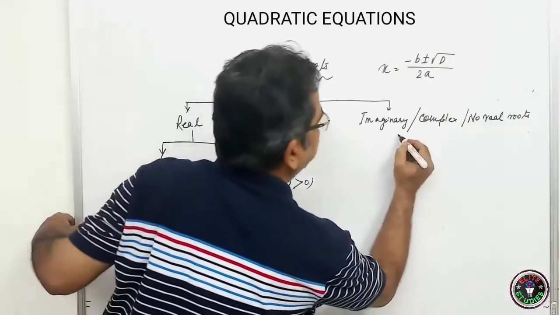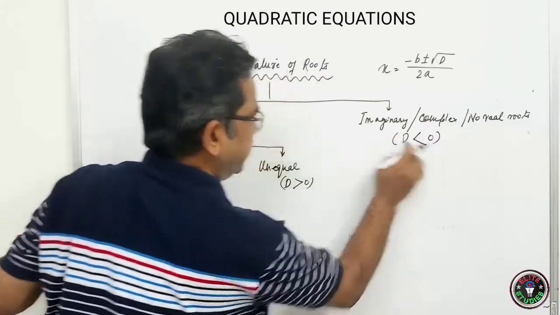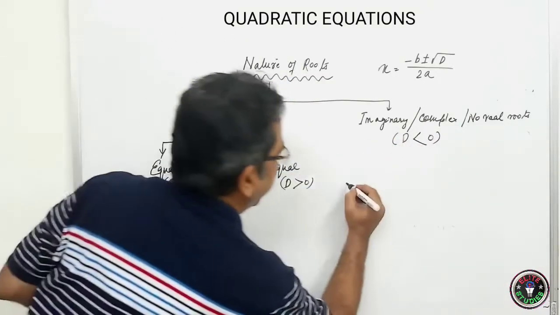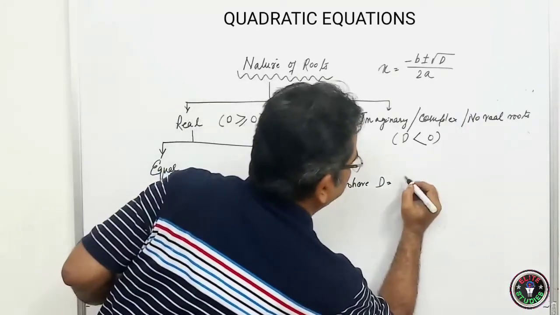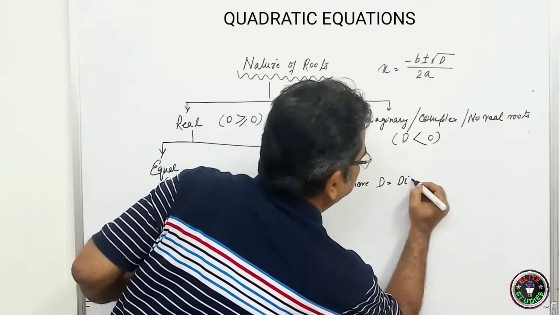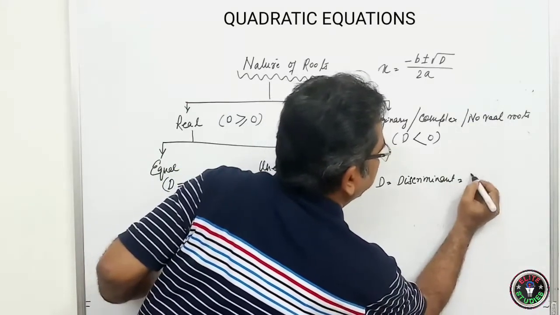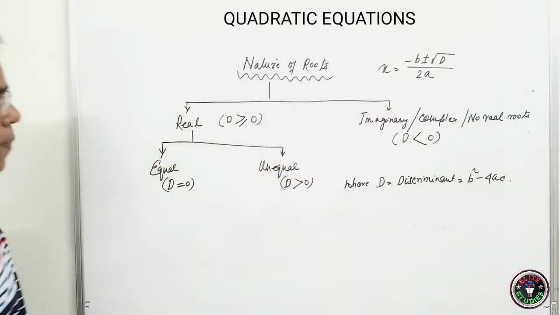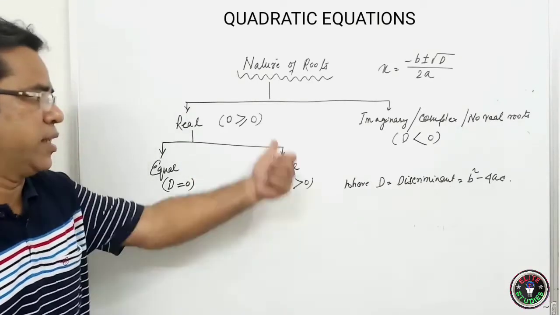And here D is less than 0, means D is negative. Here D is negative. And what is D? D is equal to discriminant, discriminant is equal to b square minus 4ac. Please note down or take a screenshot.